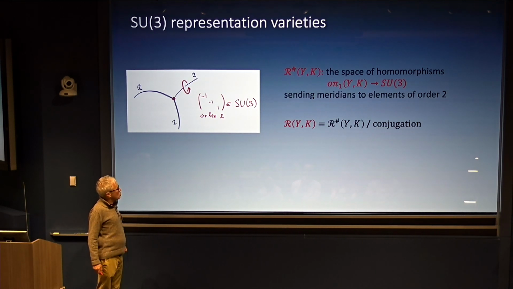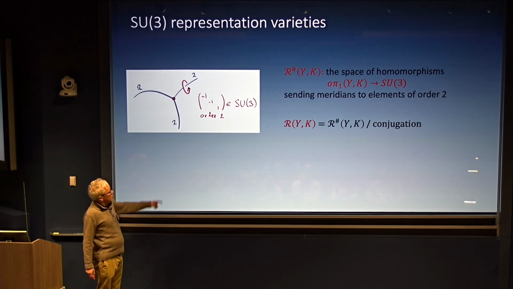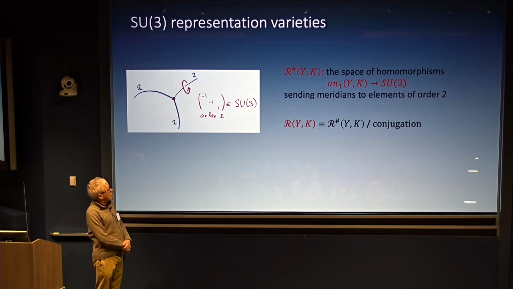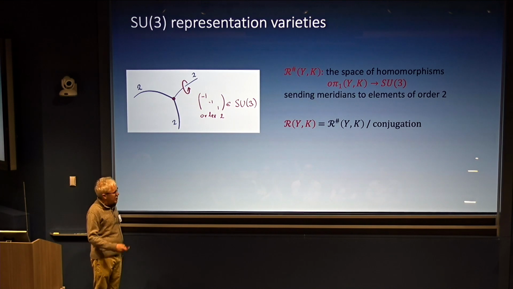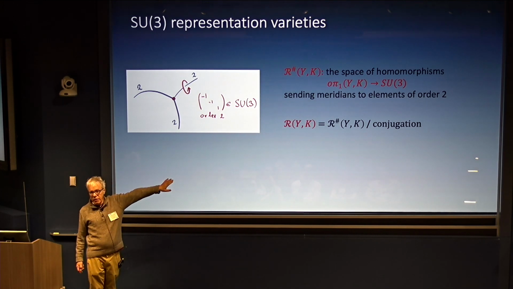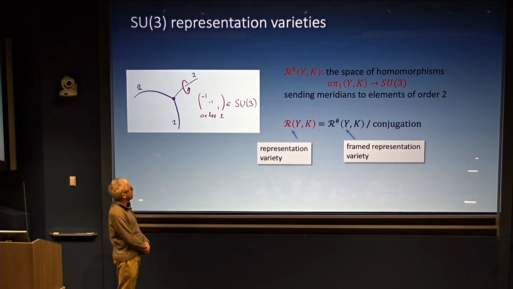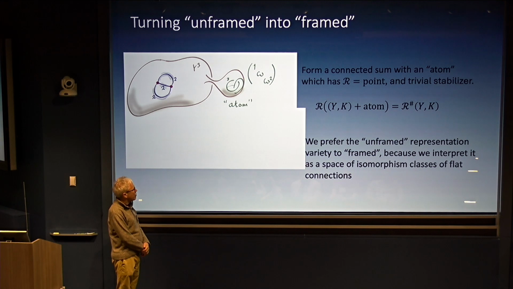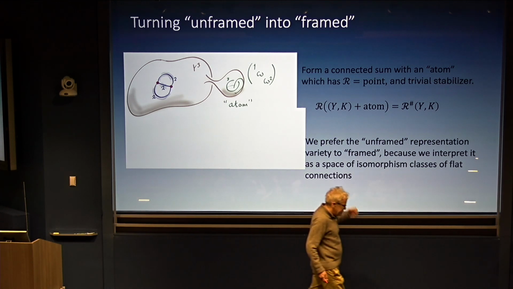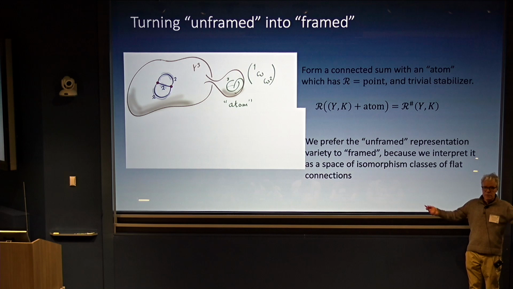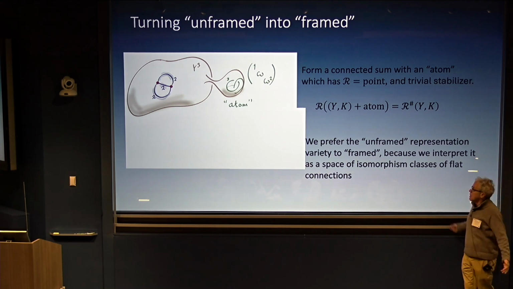I want them to map to elements of order 2. I want to consider the set of all such homomorphisms, and I'm calling that R-sharp. I'm calling that the framed representation variety. There's also the unframed representation variety, which is where I just do the natural thing of considering these up to conjugation by elements of SU3. The unframed representation variety is the natural thing from many points of view. It just describes flat connections up to isomorphism.